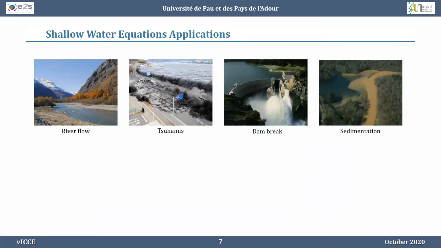Despite these strong assumptions, shallow water equations are still able to accurately model a wide range of problems where the pressure is nearly hydrostatic. Examples of these problems are river flow, tsunamis, dam break, and sedimentation.